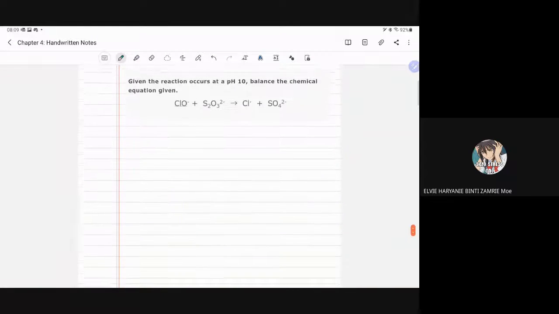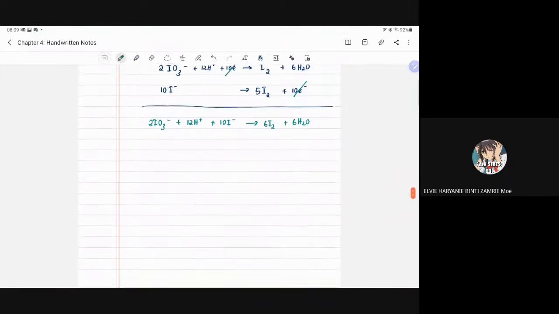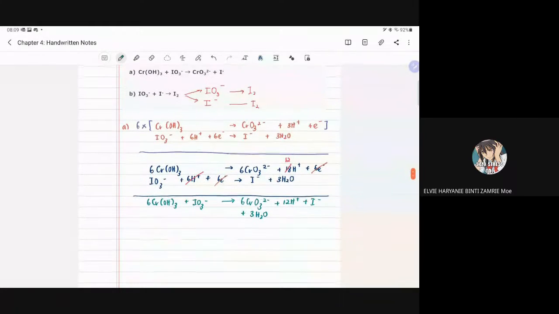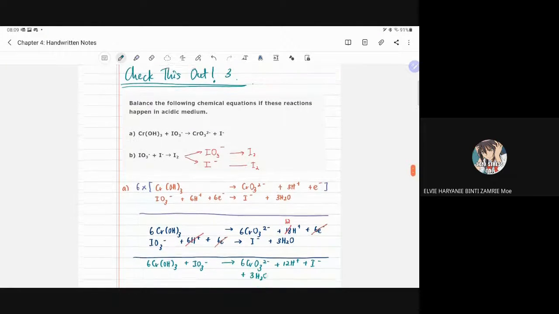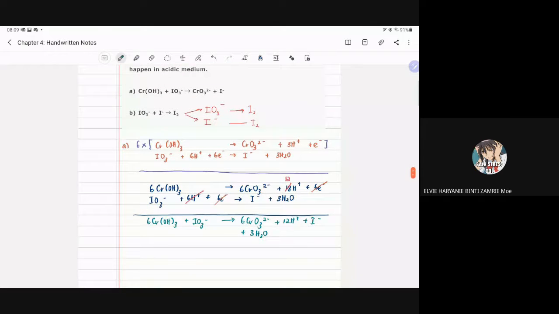have a look at the homework yesterday. Okay, right. So check your answers. So this would be soalan 3A. You should get the answer as 6CrOH3 plus IO3 minus, forming 6CrO3 minus plus 12H plus I minus plus 3H2O. Semak jawapan kamu sekarang. And this will be the balanced half equation.